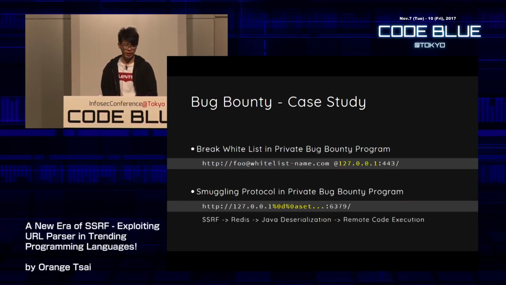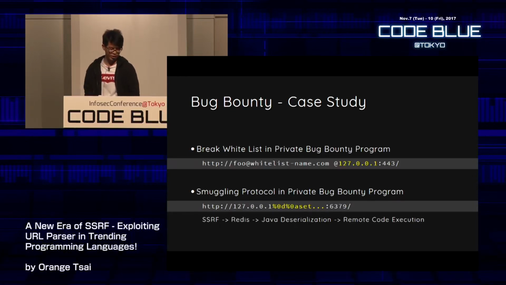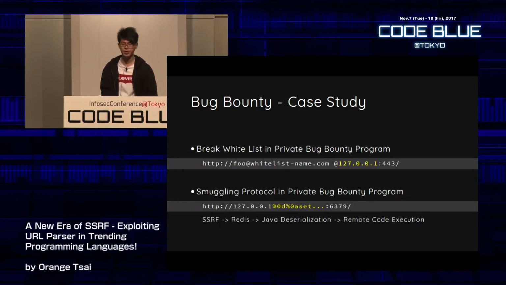Someone told me he found an SSRF, but he was unable to exploit it. After he read my slides, he knew that he can smuggle protocols in the HTTP host. So now he knows where the next step is. He used the trick to smuggle the Redis protocol in SSRF, chained with Java deserialization data, and achieved remote code execution. These stories say that my tricks are very useful in the real world.